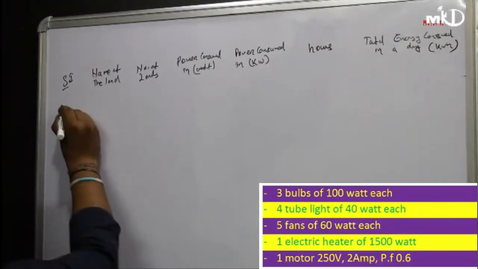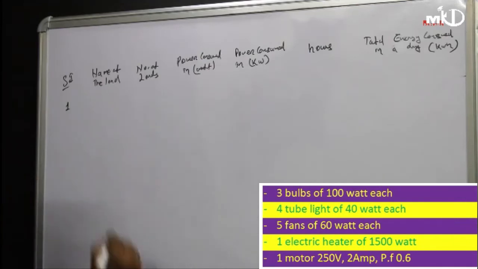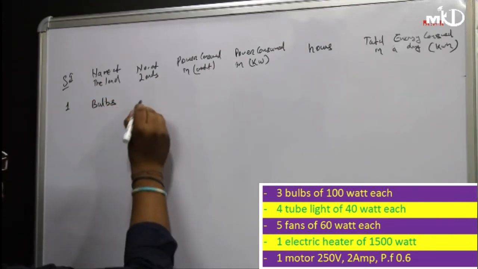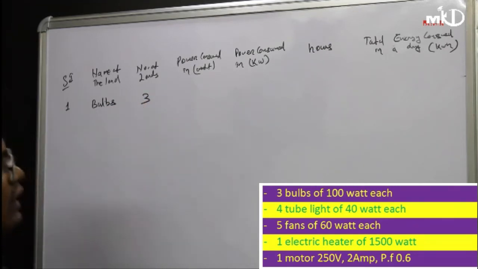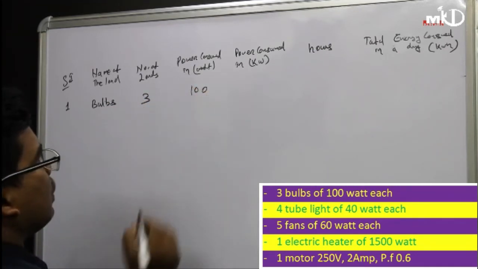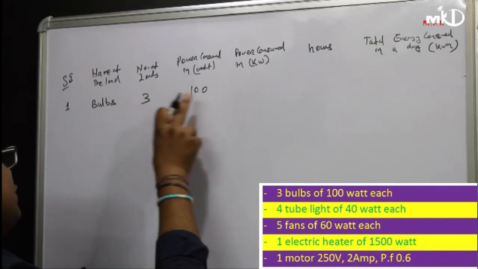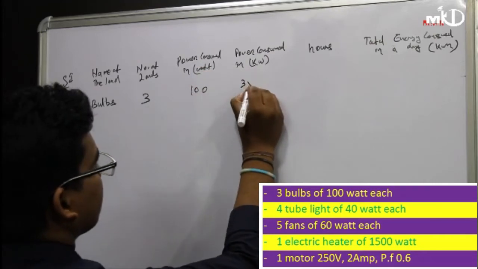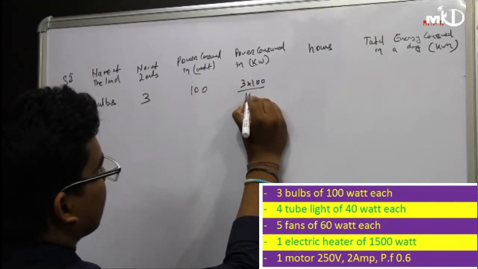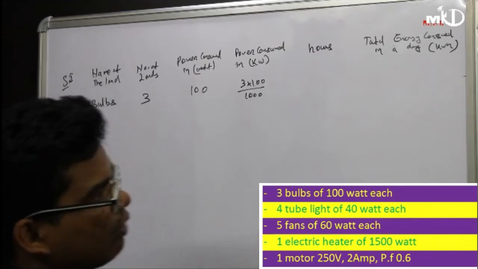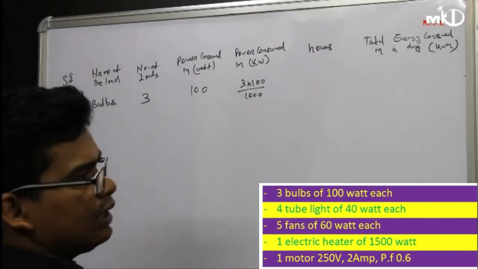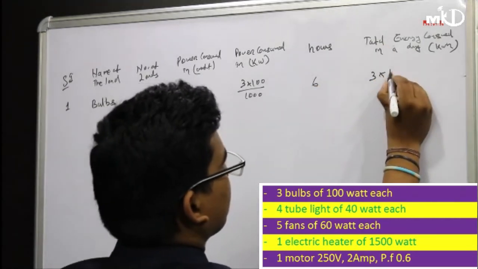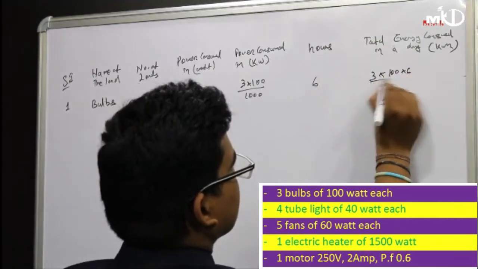First one is bulbs. Number of bulbs is 3. Power of each bulb is 100 watt. So the power consumed is 3 into 100 divided by 1000 in kilowatt. The question is given 6 hours. So total energy is 3 into 100 into 6 divided by 1000.